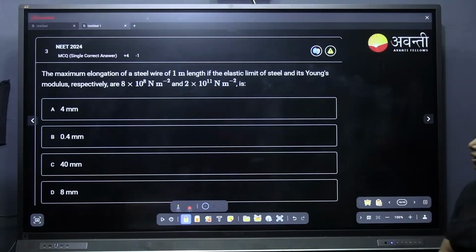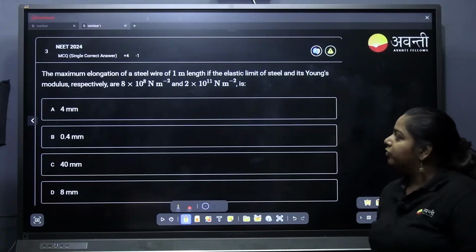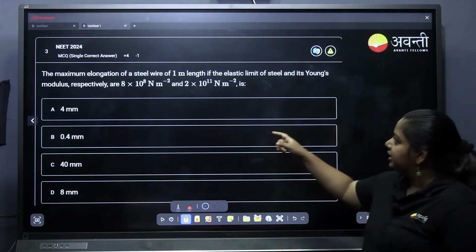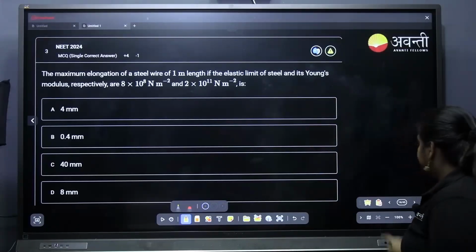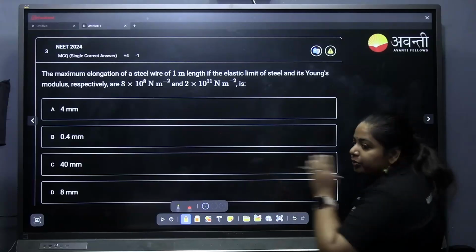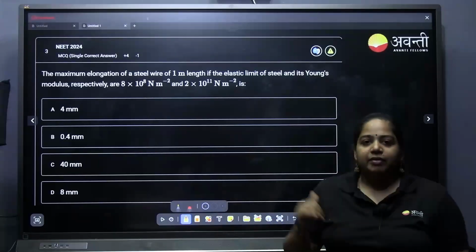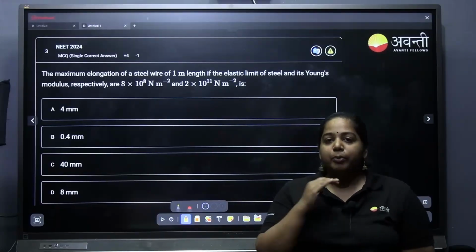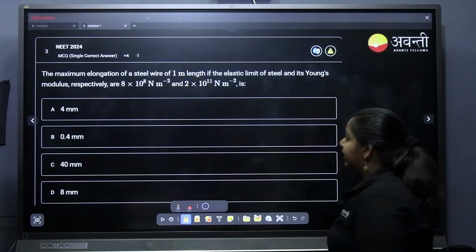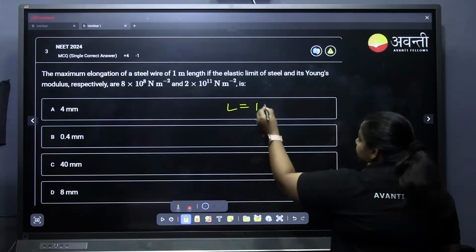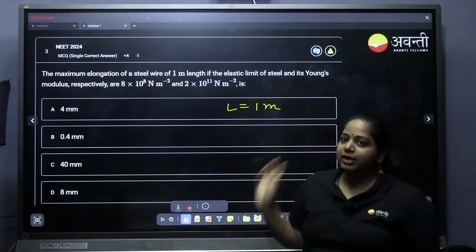Next, coming to problem solving, let's start with this question. The maximum elongation of a steel wire of 1 meter length is, if the elastic limit of steel and Young's modulus are given. Today we have time, so I will explain step by step. Whenever we try to solve a physics question, the proper method is to write down the given values. First, the length of the wire, capital L, is given as 1 meter. Next, the elastic limit of steel and Young's modulus are given.